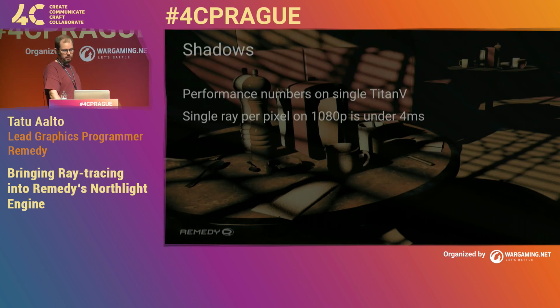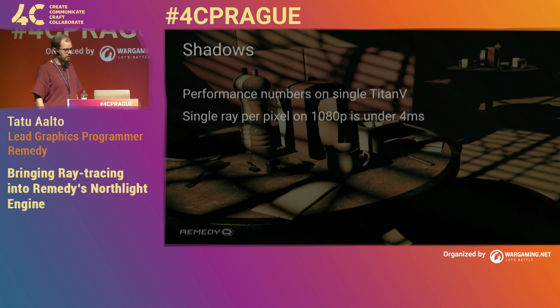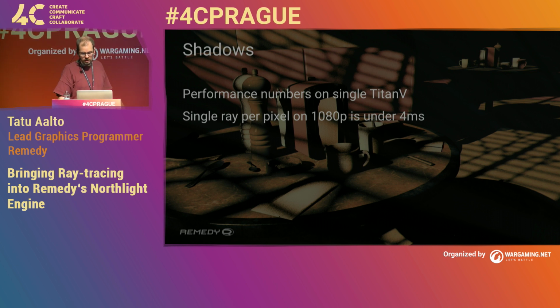And again, some performance numbers. A single ray on Titan V is somewhere around 4 milliseconds. On Turing, this would be a millisecond, roughly, or a bit less.